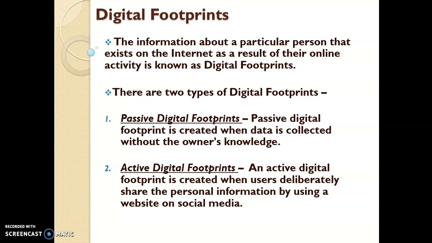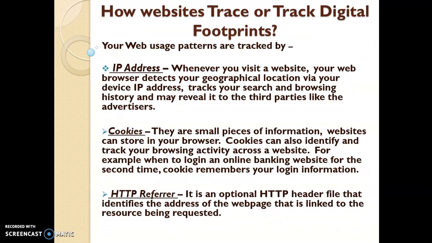So students, we studied about digital footprints. Now let's have a look at the next topic, how websites trace or track digital footprints. What are the different ways or points by which websites can trace or track our digital footprints? So you can see there are namely these 3 points: IP address, cookies and HTTP referral. These three are the most common points by which any website can trace or track our digital footprints. Now let's study each one of them one by one.